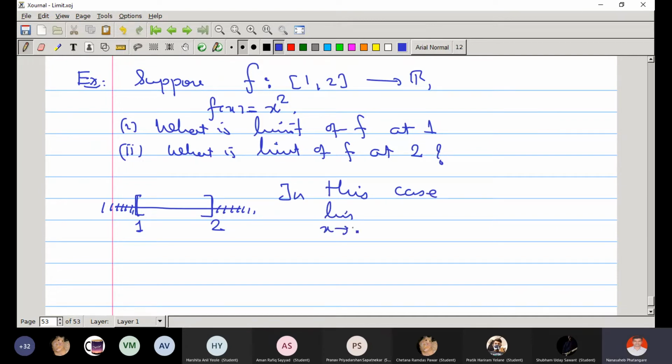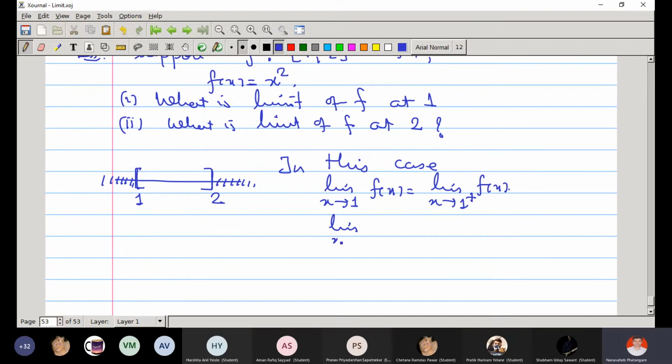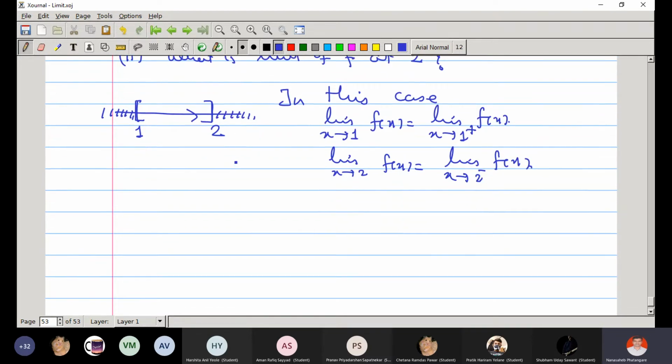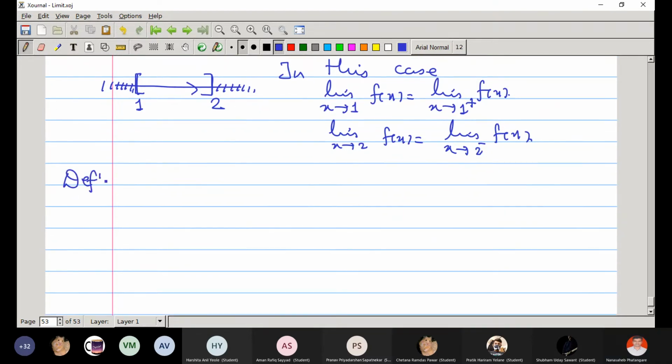limit x tends to 1 of f(x) is actually the limit x tends to 1 from the right side only, right? And limit x tends to 2 of f(x) is nothing but the limit x tends to 2 from the left side, right? We can approach 2 only from the left side. The right-hand side of 2 is a vacuum, we cannot approach it, right? And therefore, right hand limit and left hand limit. So what is a right hand limit?